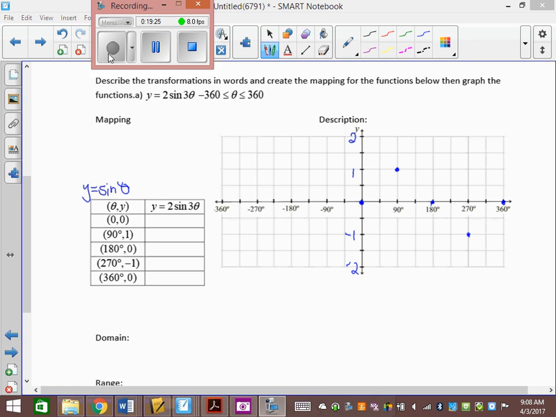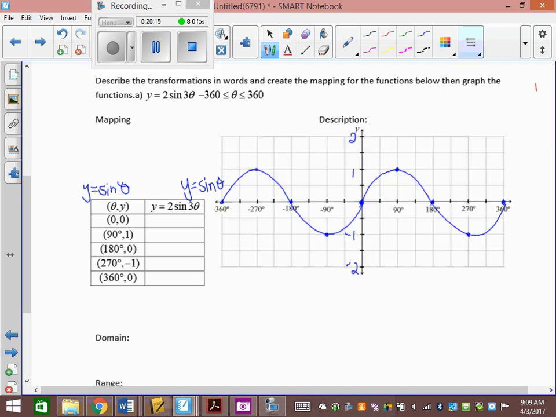Now it just follows that pattern, right? So if I wanted to, I could keep going this way. Now, a lot of people draw this like peaks, like it's a point and a point and a point. The graph is curvy. It's not like mountains, okay? So this is your y equals sine theta. That's just these points right here, the basic one. It restricted my domain between negative 360 and 360.